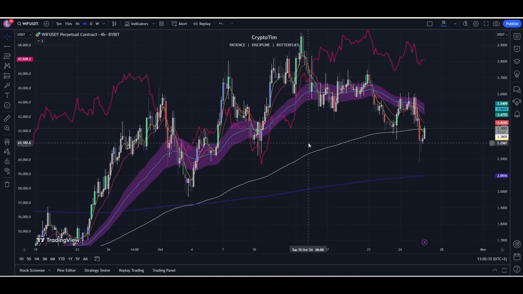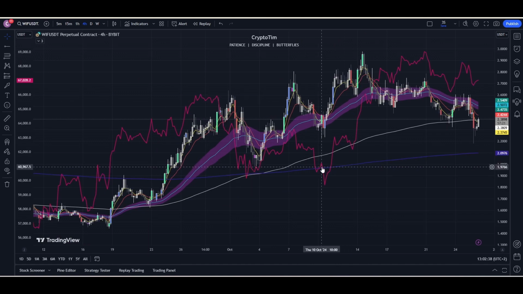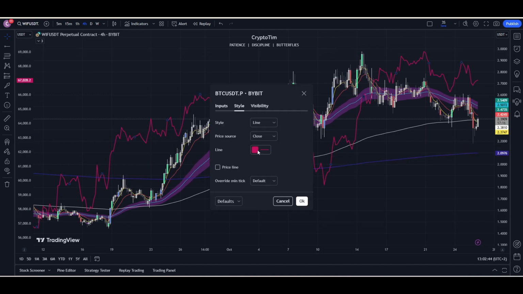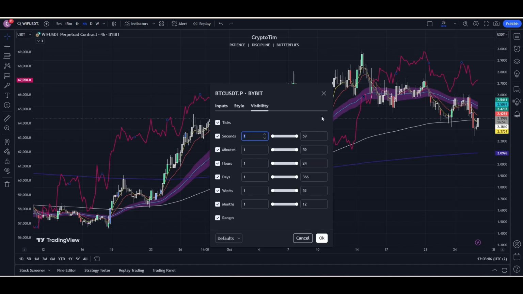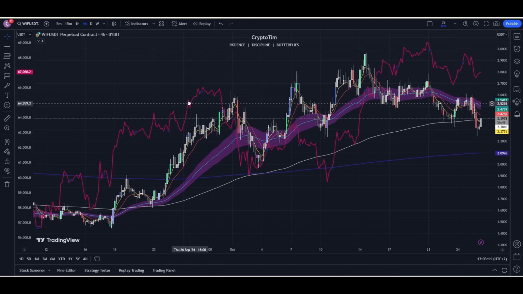Let's reset the chart. Select it. Okay, so double click, and you can choose what type of line you want. You get the price source, I keep it on close. You can change your color. You can change the override minimum tick, but just keep it on default. Your inputs, your visibility. So yeah, you could really overlay this chart.